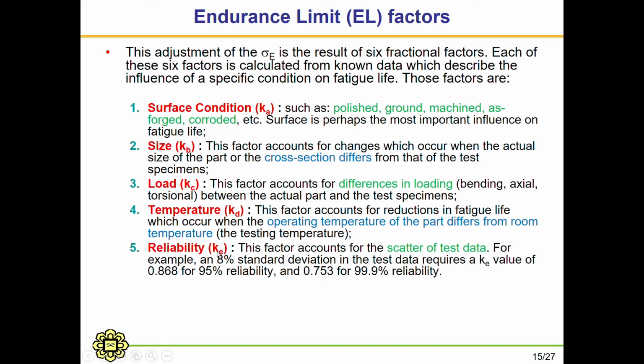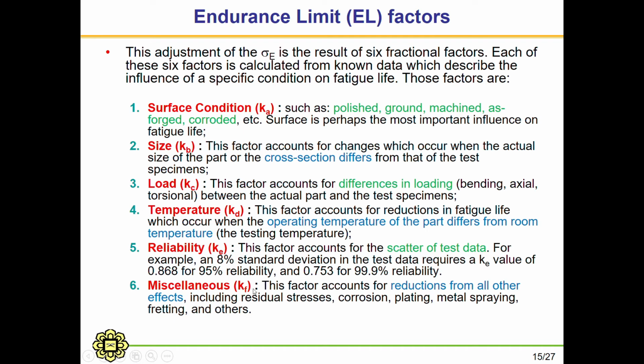Fifth, reliability, Ke. The factor accounts for the scatter of test data. So we can get a large sample of data. From that, we can plot and then check the reliability of that structure. For example, an 8% standard deviation in the test data requires a Ke value of 0.868 for 50% reliability and 0.753 for 99.9% reliability. Miscellaneous, Kf. This factor accounts for reductions from all other effects, including residual stresses, corrosion, plating, metal spraying, fretting, and others.